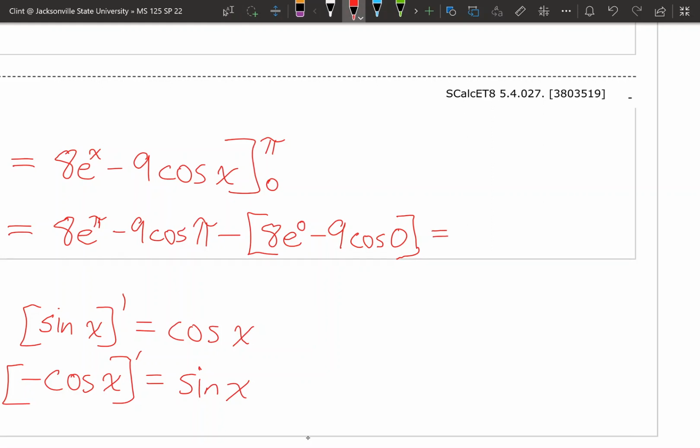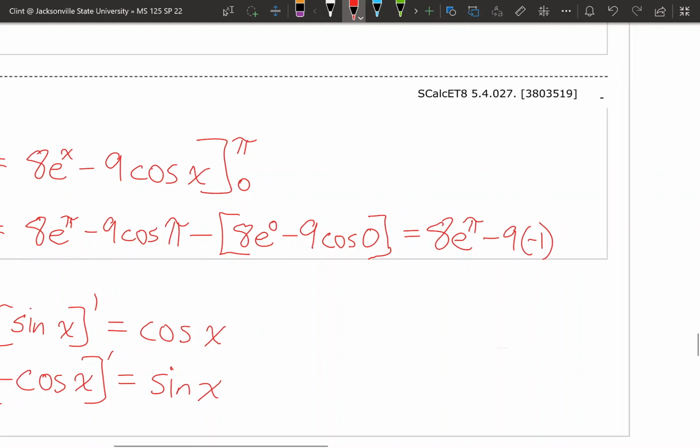So let's see. E to the pi does not simplify. Minus 9 cosine of pi. Make sure you're in radians. I'm in degrees. Let me switch over. Okay. So cosine of pi, if you're better at trig, you might remember, cosine of pi is -1.